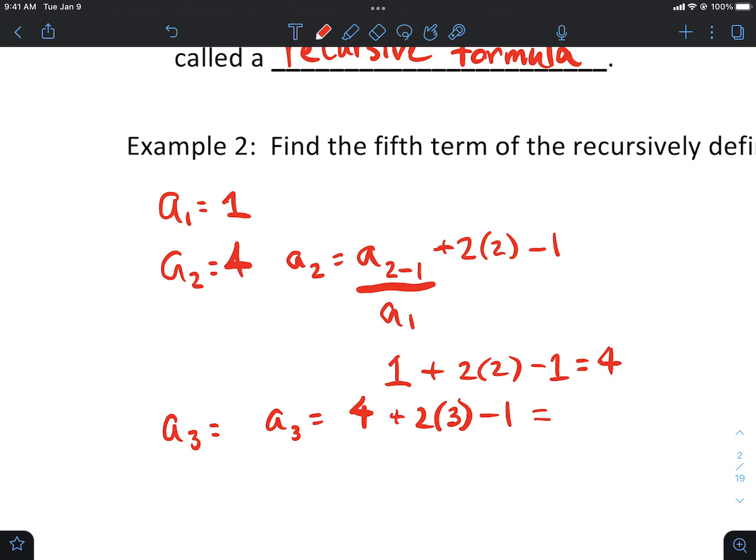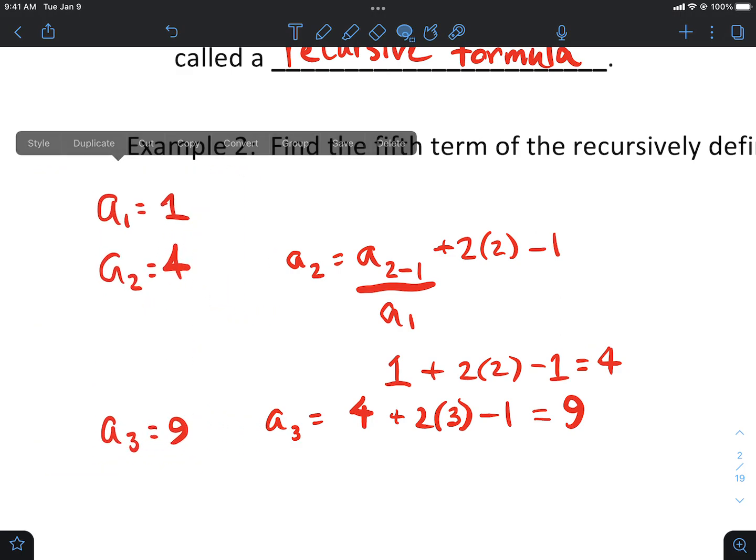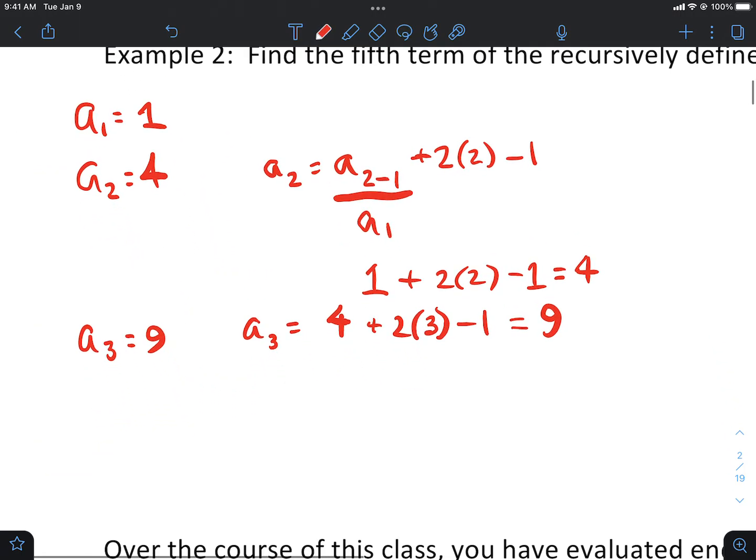So we'll simplify that. That is going to be 4 and then plus 6. And then minus 1. That's going to actually come out to 9 right there. Let me scoot these over here a little bit. That's how you're going to do that. Now we'll rinse and repeat here. We'll do a sub 4.